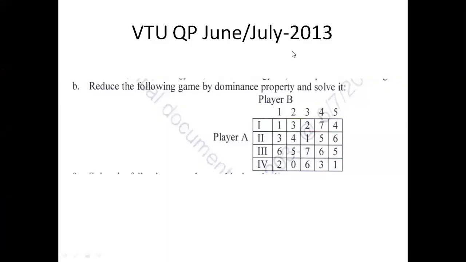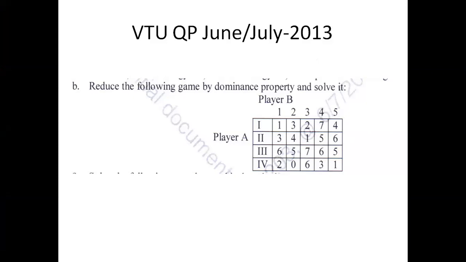Here it is. This is a question paper problem asked in June-July 2013. Reduce the following game by dominance property and solve it. There are two players, player A and player B. Player A plays with four strategies, 1, 2, 3, and 4, whereas player B plays with five strategies, 1, 2, 3, 4, and 5. And this is the payoff matrix.